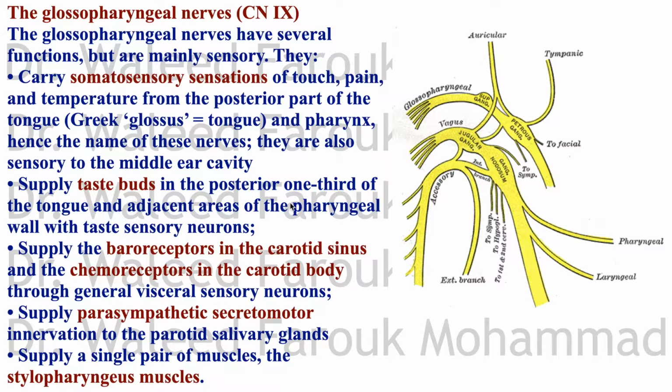It supplies baroreceptors in the carotid sinus and chemoreceptors in the carotid body by the carotid sinus nerve through general visceral sensory neurons, and supplies parasympathetic secretomotor innervation to the parotid glands. Okay, it also supplies a single pair of muscles, the stylopharyngeus muscles. So you expect multiple nuclei from which the glossopharyngeal nerve originates.